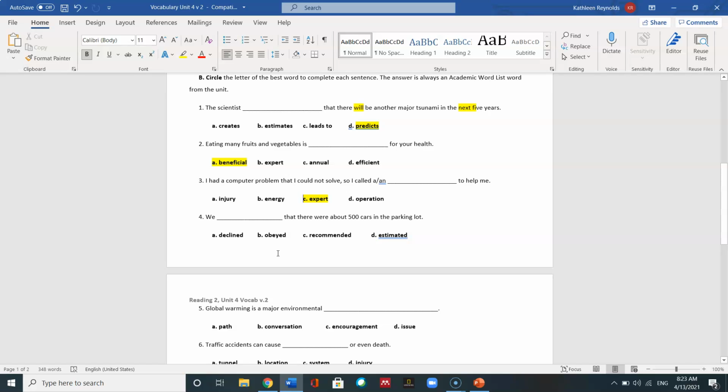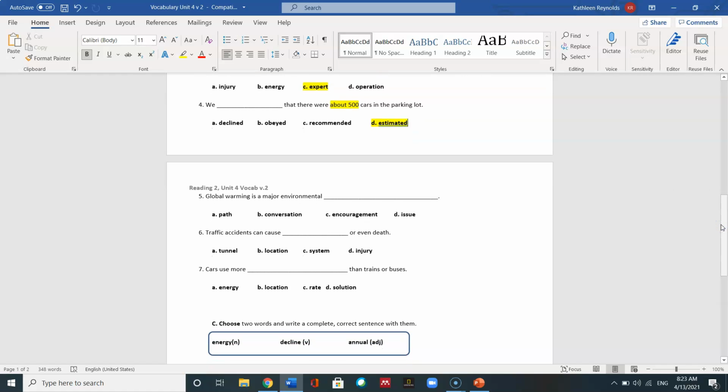Number 4, we blank that there were about 500 cars in the parking lot. We declined, we obeyed, we recommended, or we estimated. So remember, here we see about 500. About means more or less, approximately. So one word always goes with numbers and about how much something costs. So that word is estimated.